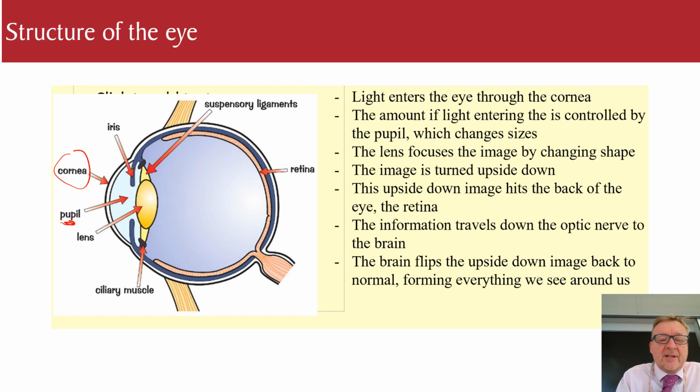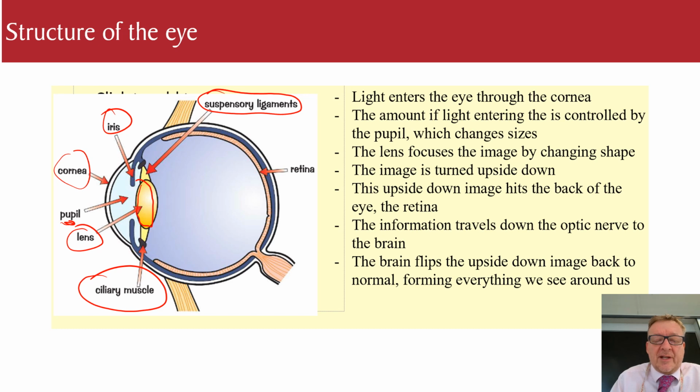We've got the cornea, which is the tough protective layer on the outside of the eye, that if you poke yourself in the eye, that's the bit you touch. The iris is the coloured bit. The lens is this part here, the bit in orange, which focuses the light. Ciliary muscle is the muscle that changes the shape of the lens. And suspensory ligaments hold the lens in place.